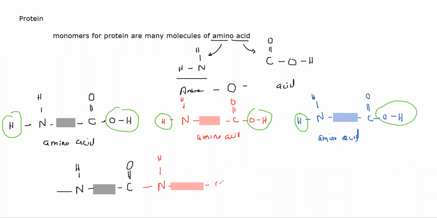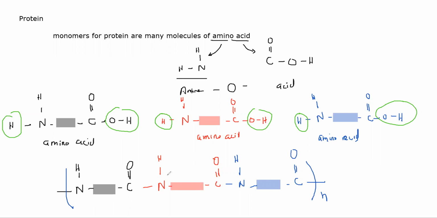Then C double bonded with O. This OH is being removed and H is removed from nitrogen. So what we have: nitrogen, H, and a bond formed with carbon, and C double bonded with O. And because it's a continuation, what will we put? We will put N, which means it is a continuation.